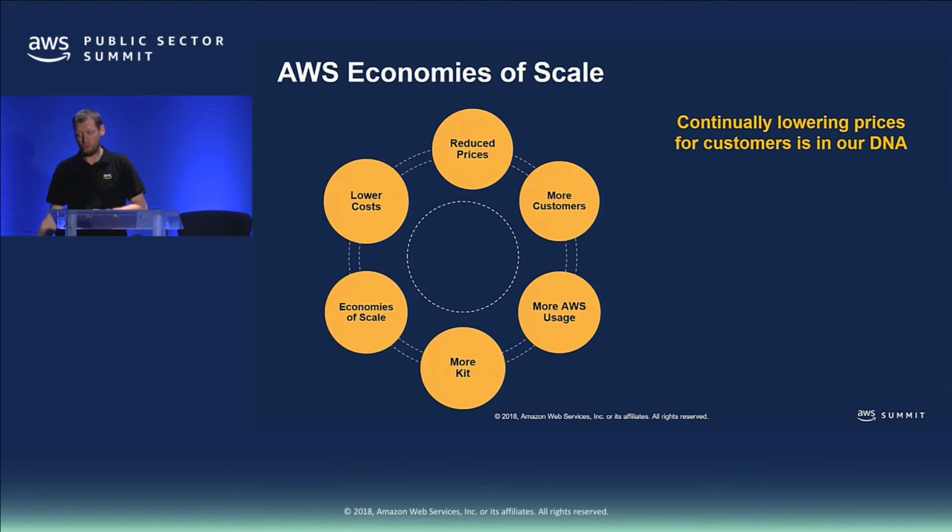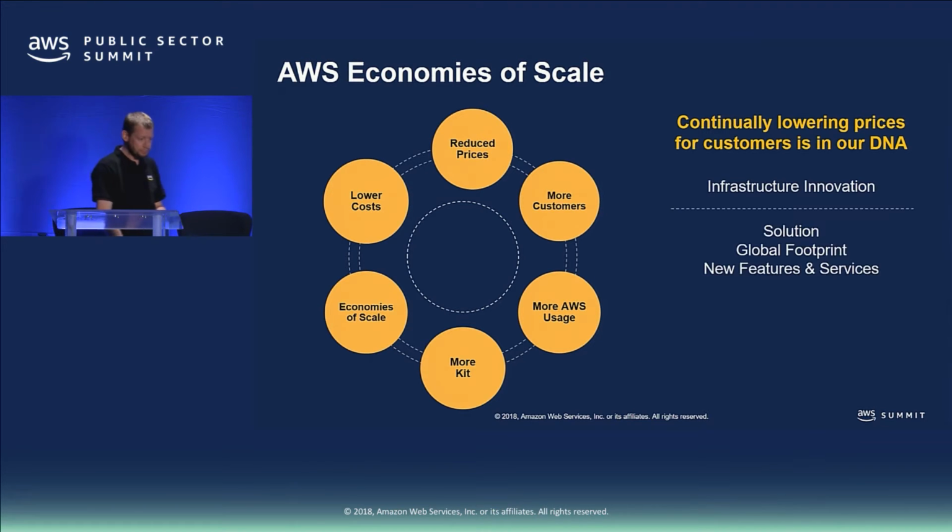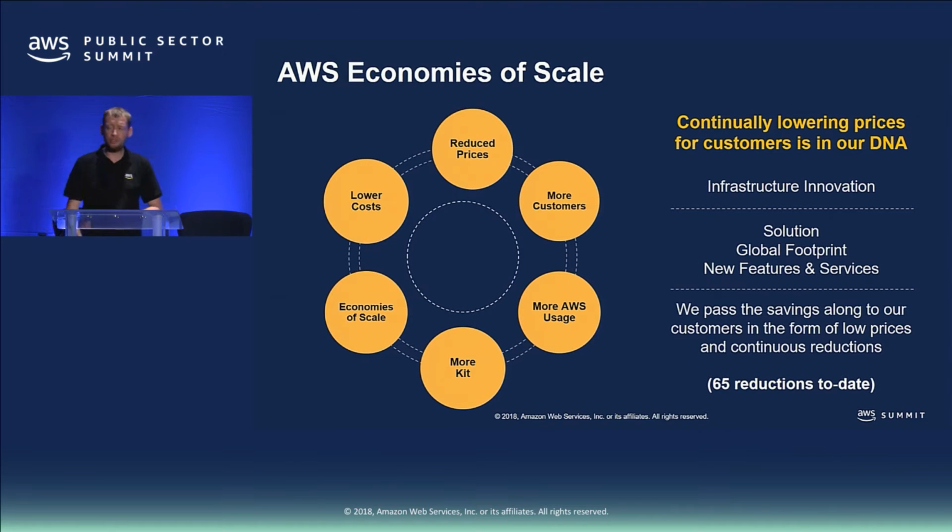We get more customers as a result. So the more use we get, we see a sort of virtuous flywheel to increase that capability. And the way we also drive that is through infrastructure innovation, so getting more out of our kit. We expand globally, so we have lots of regions, lots of footprints, new features and services that we hope customers will use and make best use of. And we pass those savings along.